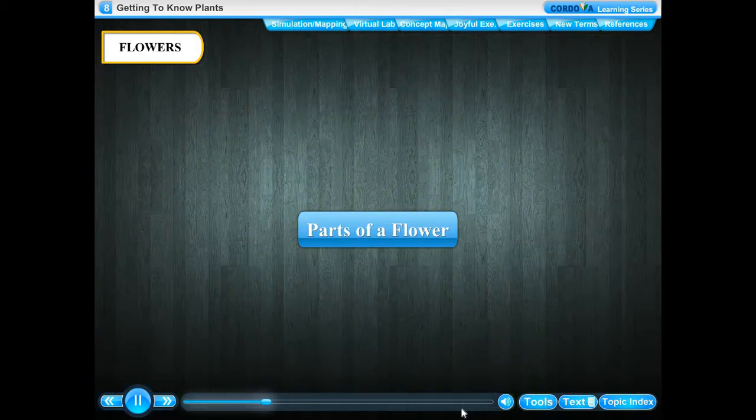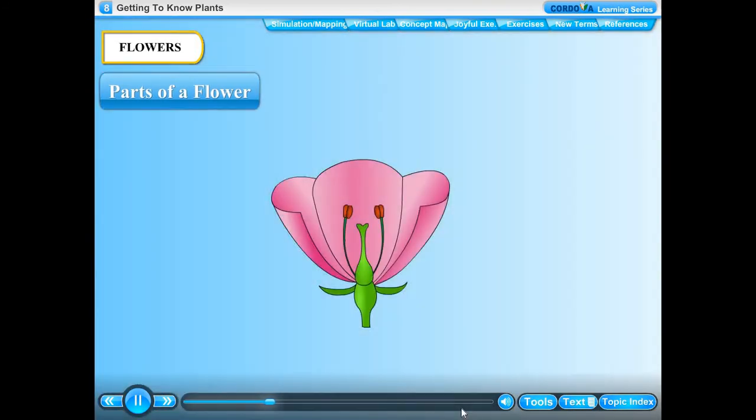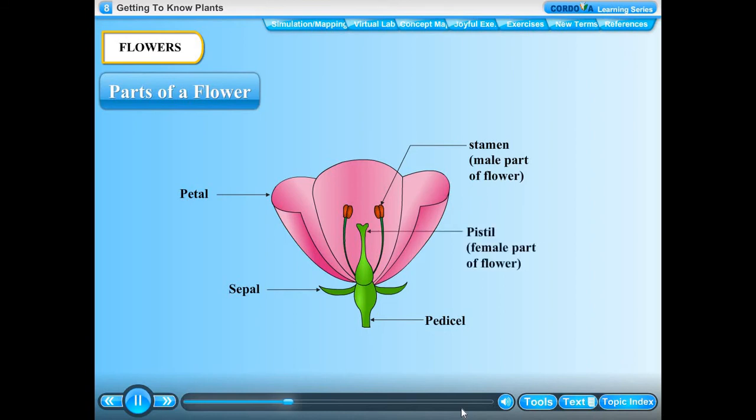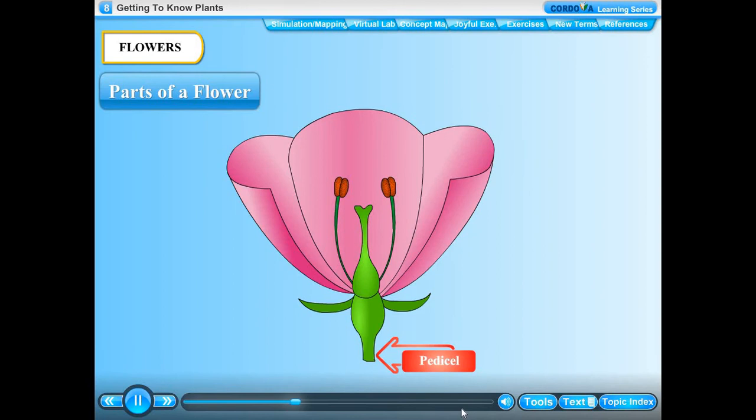Parts of a flower. The main parts of a flower are pedicel, sepals, petals, stamens, pistil. Pedicel. The flower is attached to the stem by a stalk called pedicel. The uppermost part of the stalk is somewhat swollen. This swollen part of the pedicel is known as thalamus.